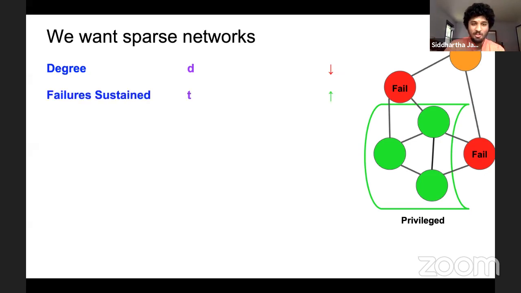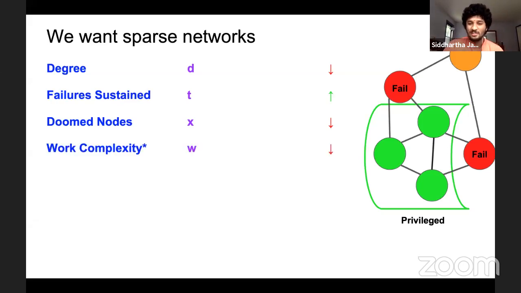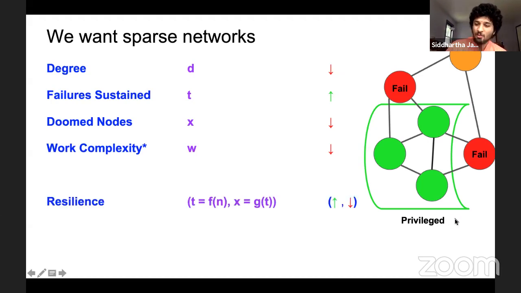So we use the terminology T for failed nodes, and we want that to be as high as possible. We want to be able to sustain many failures. We want the number of doomed nodes to be very low. And we also want a protocol with good work complexity. And we call the pair of how many nodes we can allow to fail while still allowing many, we call f(T), g(T), where T and N are the failed nodes and the doomed nodes, the resilience of the network.